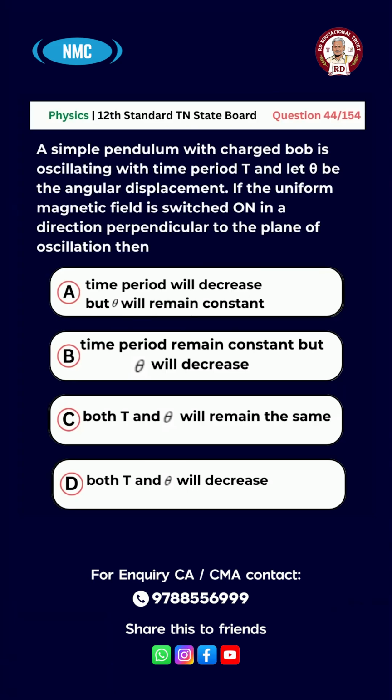If the uniform magnetic field is switched on in a direction perpendicular to the plane of oscillation, then option A, time period will decrease but theta will remain constant. Option B, time period remain constant but theta will decrease. Option C, both T and theta will remain the same. Option D, both T and theta will decrease. And the right answer for this question is option C, both T and theta will remain the same.